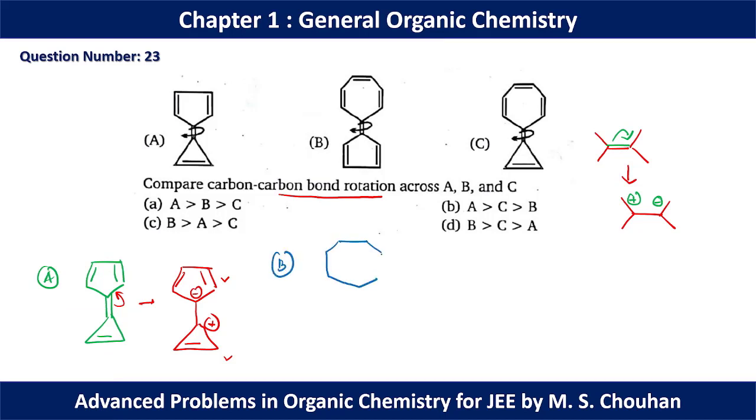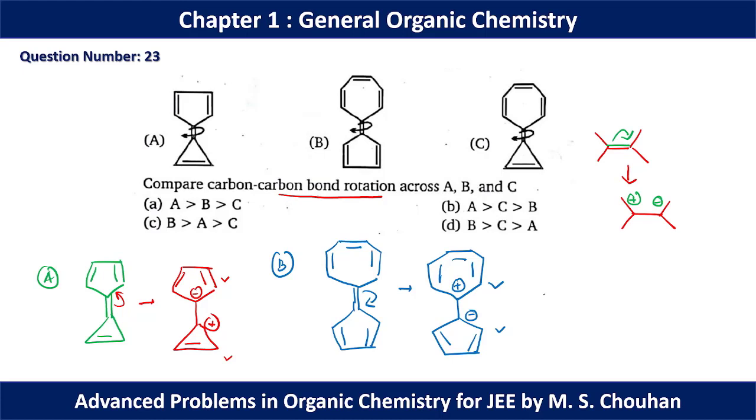we have a 7-member ring, and we have a 5-member ring in this case. So again, we can dissociate this C double bond C in this way to form a positive as well as a negative charge like this. And this charge separation is also allowed because in this case we can form two aromatic rings.